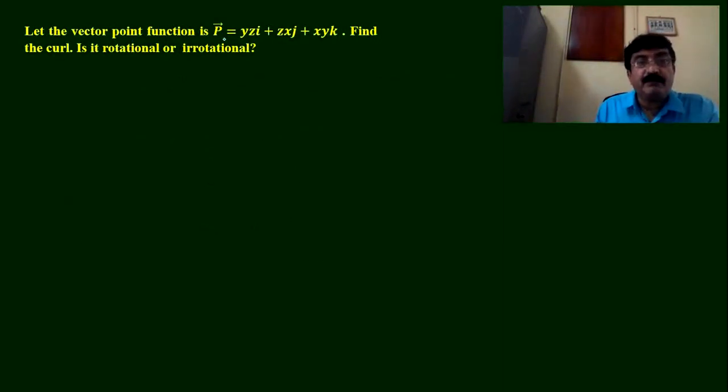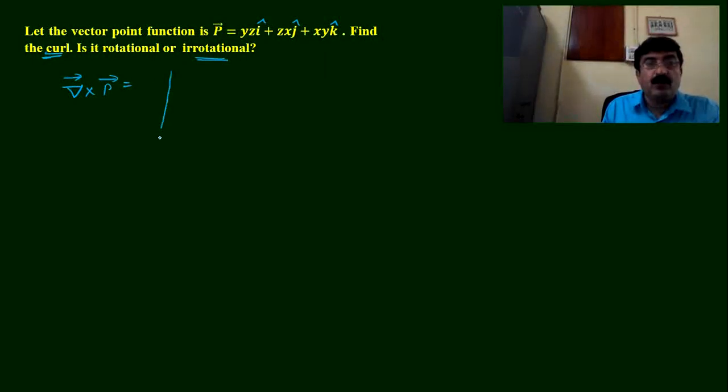Well, let the vector function be P equals yz i cap, zx j cap, xy k cap. Find curl. Is it rotational or irrotational? First let us see curl. What is curl? Del cross P, cross product, is equal to, and how to find the curl? I already explained this in the regular discussion. It is the i, j, k matrix you have to construct, dou by dou x, dou by dou y, dou by dou z, and then the i coefficient yz, j coefficient, k coefficient, and find the value of this.